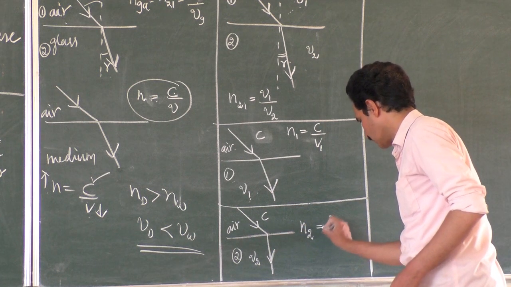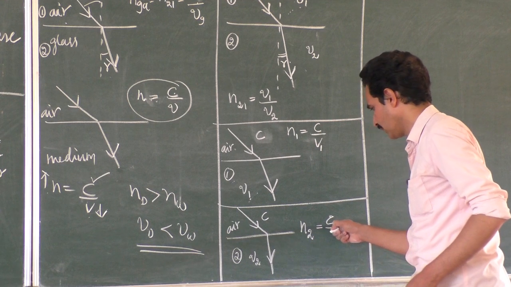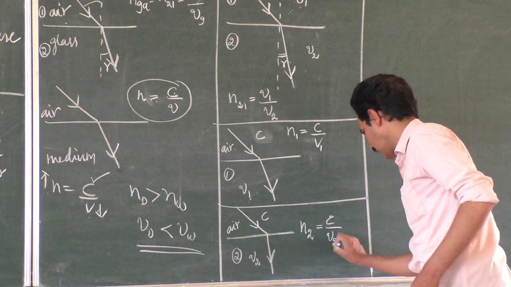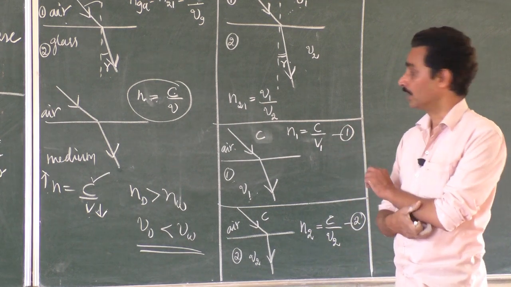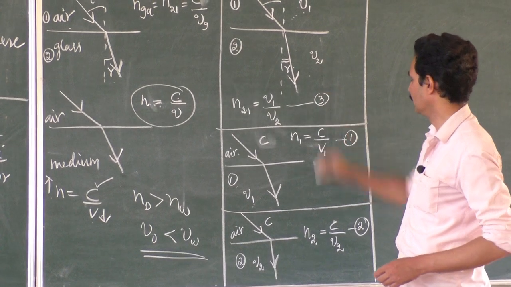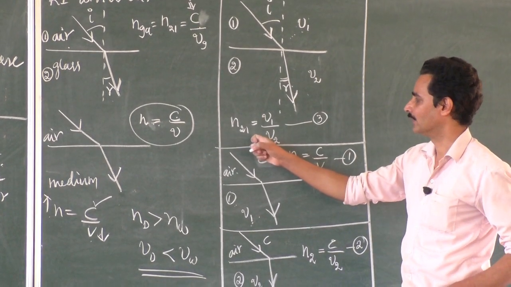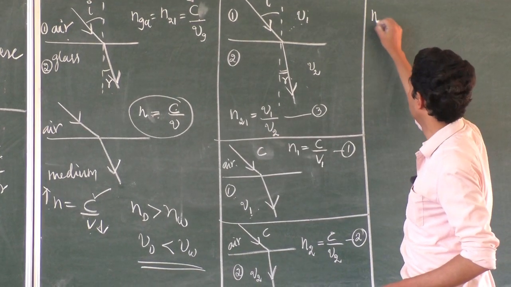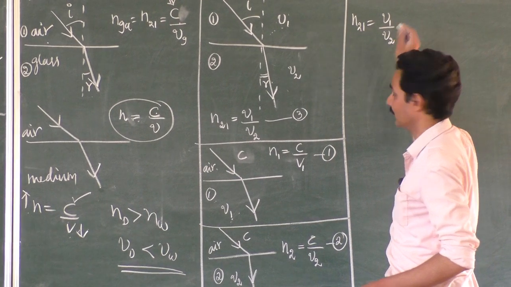Refractive index of the second medium with respect to air. Air I need not write, it is common. Velocity of light in air to the velocity of light in the second medium. Equation 2, equation 1, now compare them. And here you have equation 3 say, or 0, whatever it is, no problem. Compare them. I'll take this equation, N21, V1 by V2.